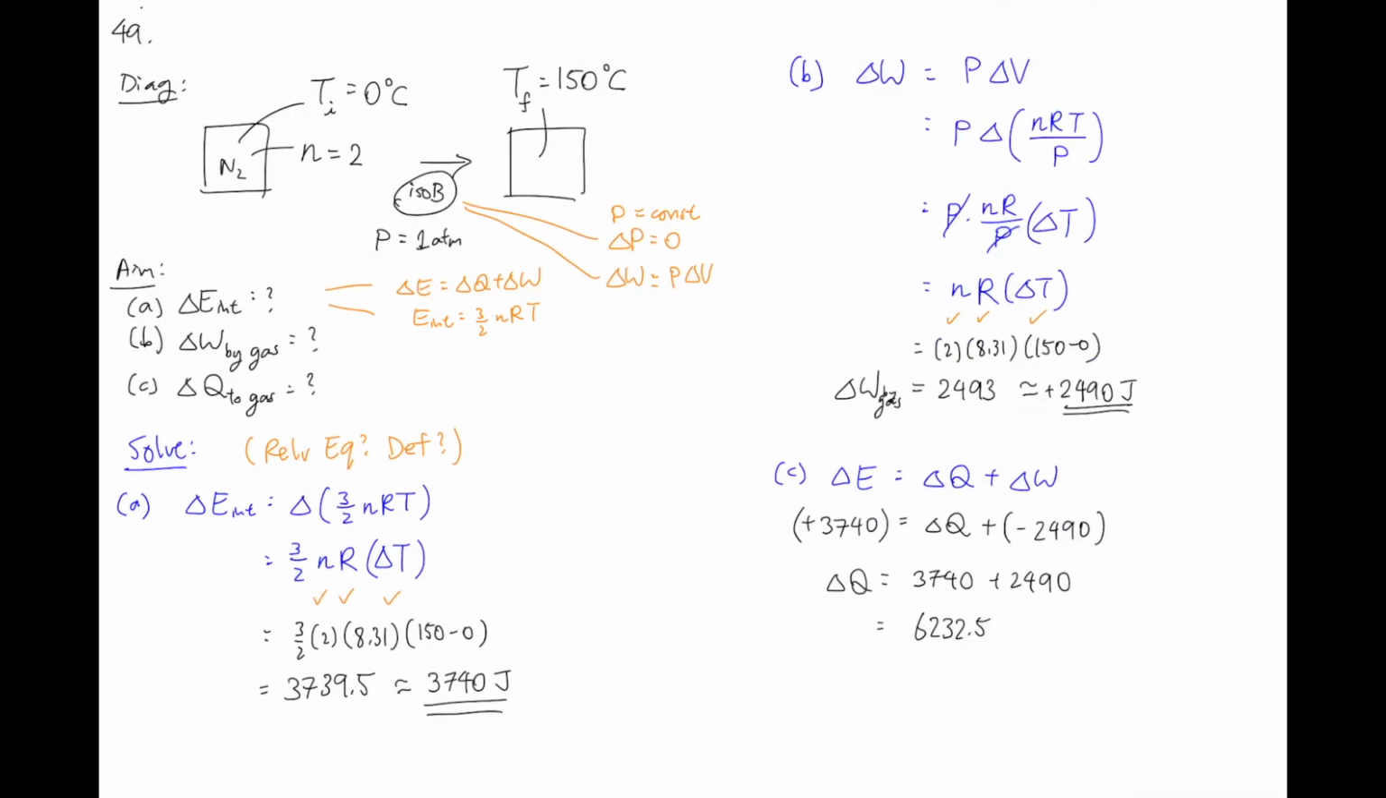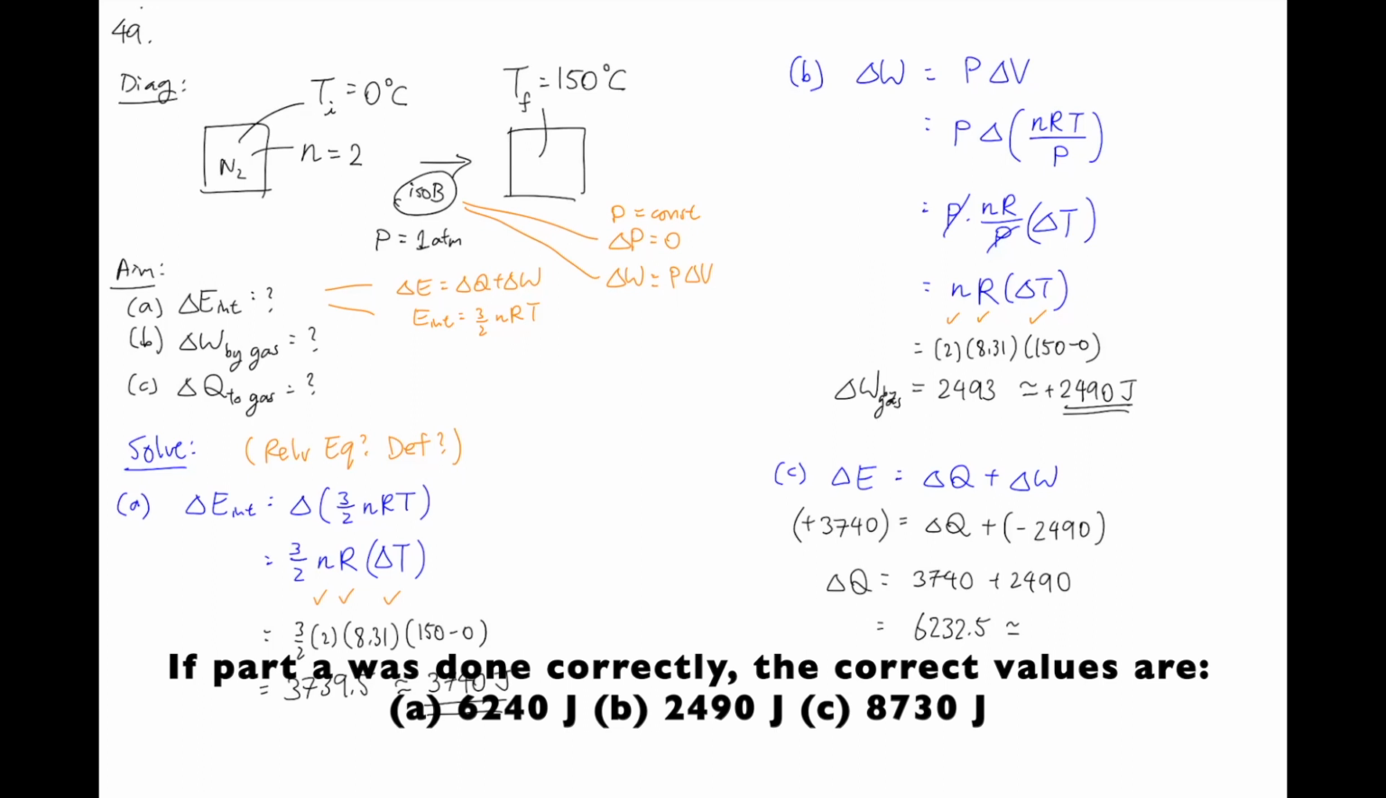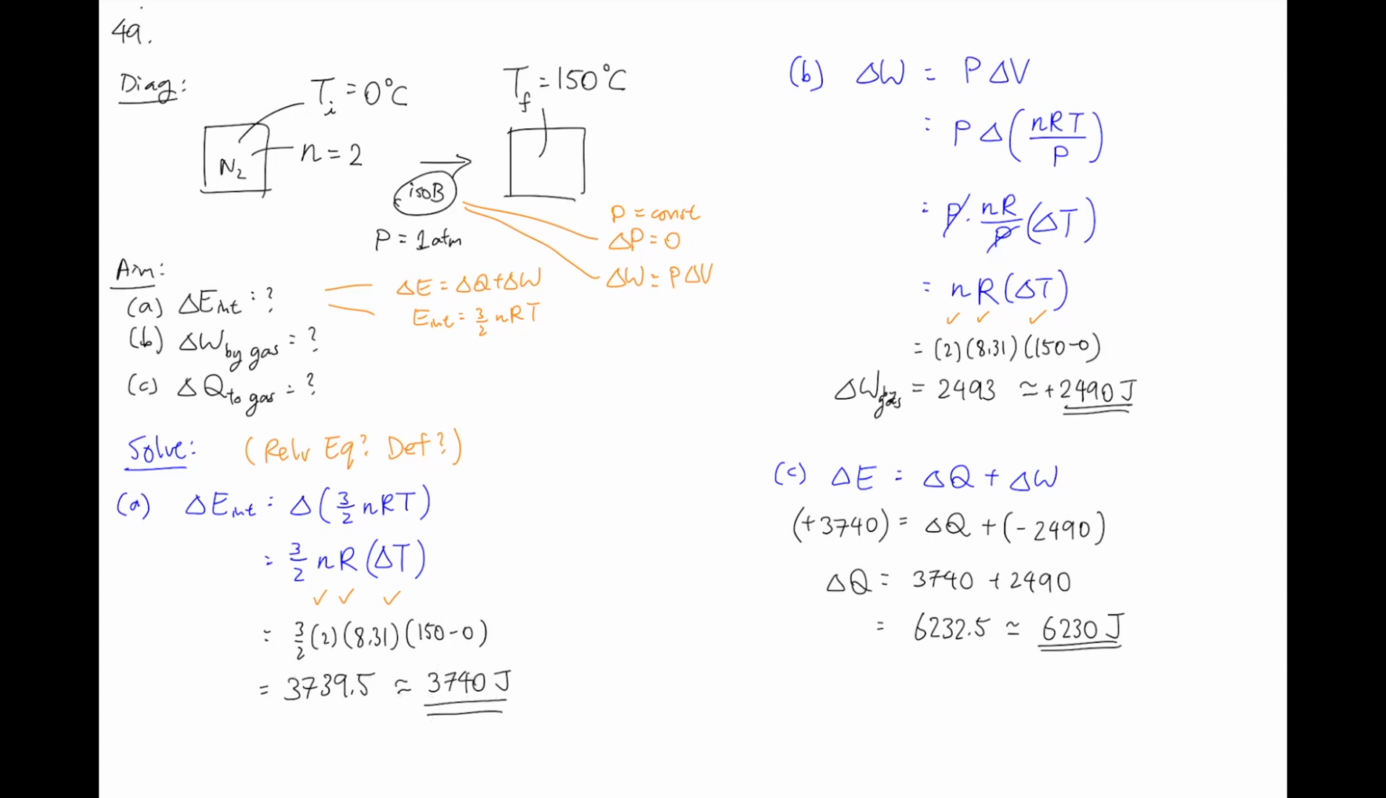And that gives me 6,232. Round that to the right significant figures. There are three significant figures, so that's 6,230. And the SI unit is joules. Okay. So we seem to be getting a positive sign here, which suggests we're adding heat to the system. And we can do a sanity check if that makes sense. And it should, because we are increasing the temperature.